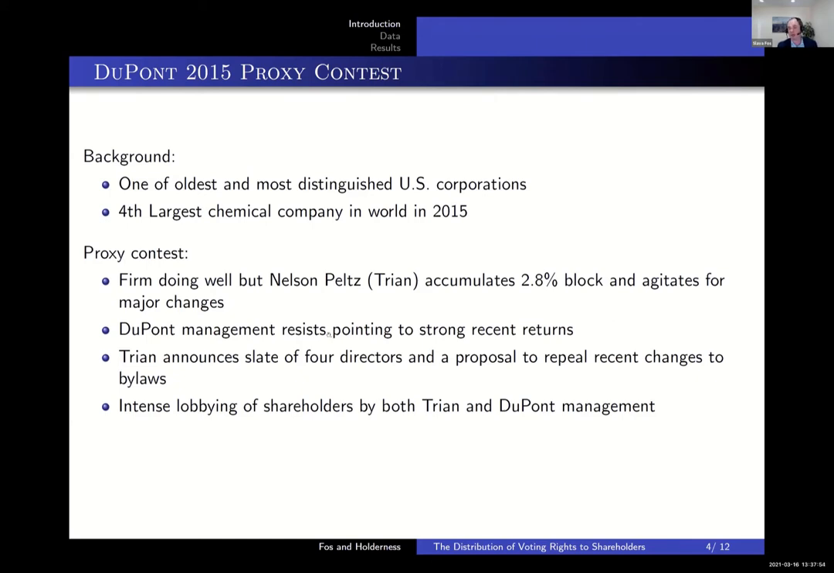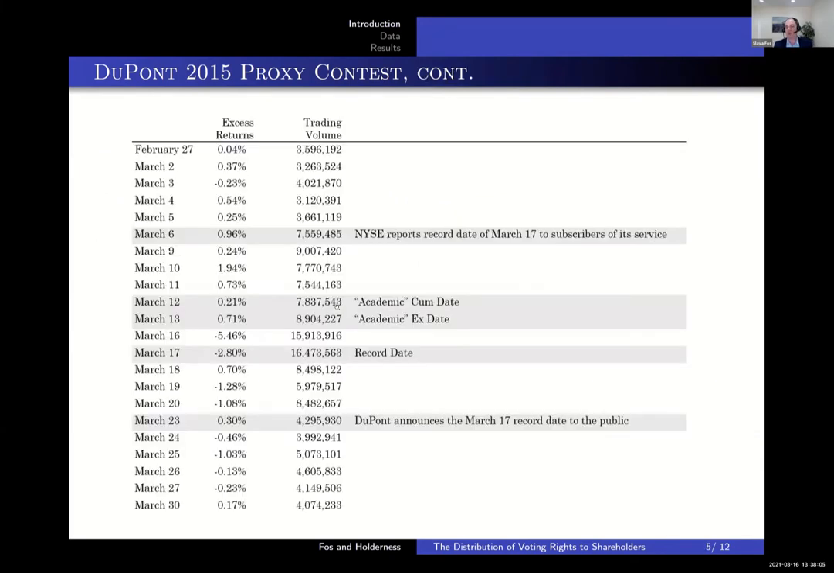There was a lot of lobbying. So if you think about this event ex ante, this was expected to be a very close fight, with large consequences for valuation. What I'm going to show you now in this table, basically you see here three columns: the dates, the return in excess of the market, and then trading volume.